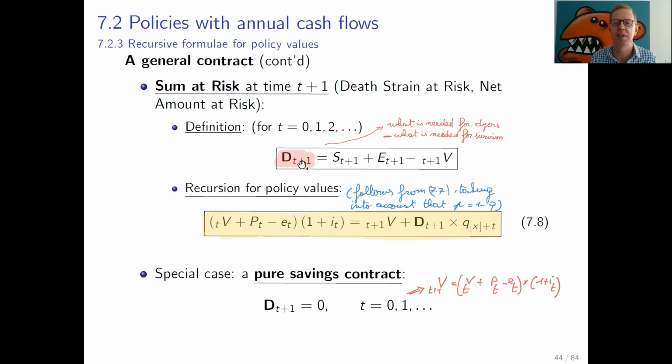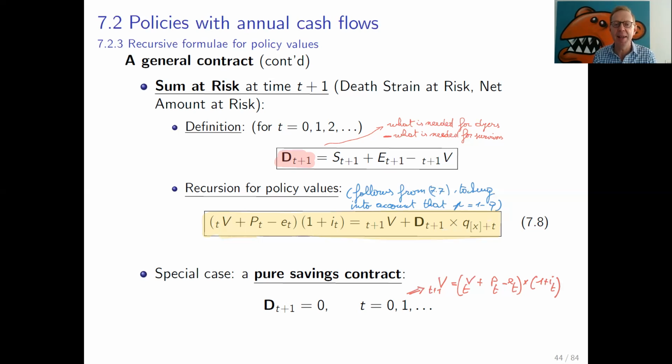Okay, let us now have a look at a special case, a pure savings contract. What is a pure savings contract? That is a contract where by definition the sum at risk is always equal to 0. So Dt+1 is 0. What does that mean? That means that this is a contract where the death benefit and the related expense that is paid in case the insured dies in the year is exactly equal to the policy value that will be available at time t+1.